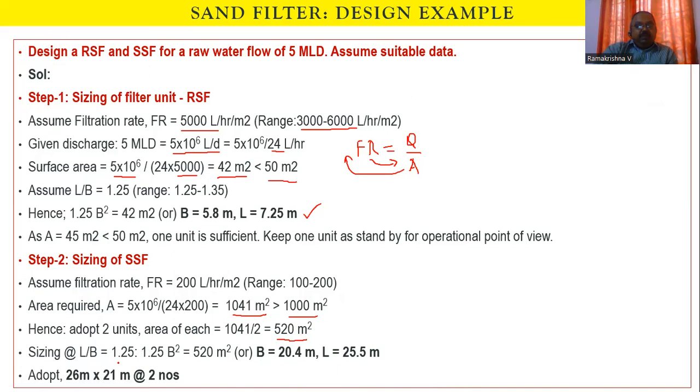So each filter bed of a slow sand filter should not be more than 520 meters square. If you adopt the same ratio of L is to B as 2.5 and calculate here, B is equal to 20.4 and L is equal to 25.5. So from a construction point of view, we just round it off to 21 meters width and 26 meters length, and there should be two numbers.